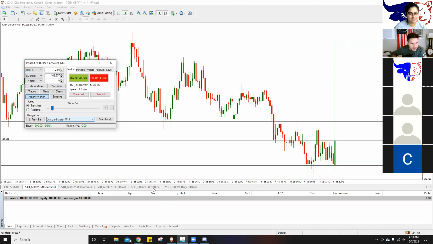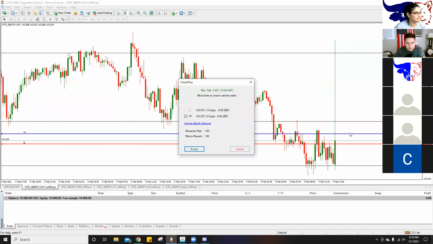Have you ever used visual mode on here? I have not. I keep telling you what to do on here, my bad. If you try visual mode, it's like using magic keys. So if you hit buy, you get to place the lines.